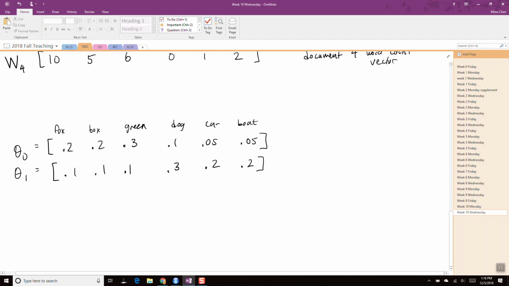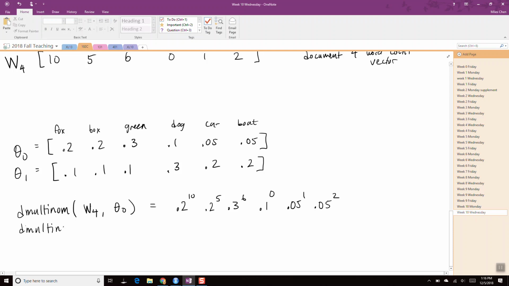Okay, and so if we did d multinom of W4 and theta 0, this is basically 0.2 raised to the 10 times 0.2 raised to the 5, 0.3 raised to the 6, 0.1 raised to the 0, 0.05 raised to the 1, and 0.05 raised to the 2. And we compare this to d multinom W4 given theta 1, which is going to be 0.1 raised to the 10, 0.1 raised to the 5, 0.1 raised to the 6, 0.3 to the 0, 0.2 to the 1, and 0.2 to the 2. Okay, and we would get numbers.